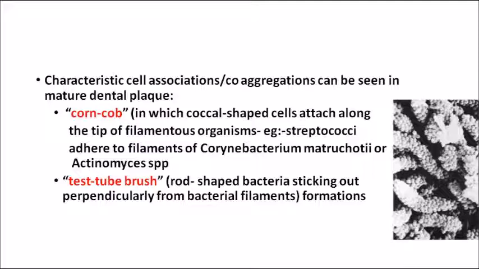Another structure is the test tube brush. We all have seen what a test tube brush is. In a test tube brush, the central organism is a filamentous organism, and there are rod-shaped bacteria sticking out perpendicularly from this filamentous organism. So the characteristic associations in a mature plaque are corn cob formation as well as test tube brush formation.